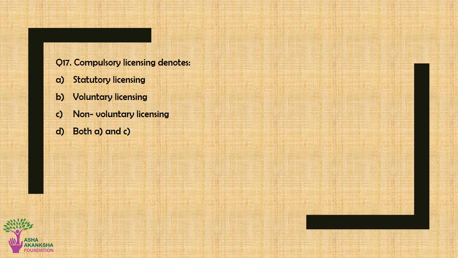Question number 17. Compulsory licensing denotes Option A, statutory licensing. Option B, voluntary licensing. Option C, non-voluntary licensing. Or Option D, both Option A and Option C. The correct answer for this question is Option D, both Option A, statutory licensing, and Option C, non-voluntary licensing.